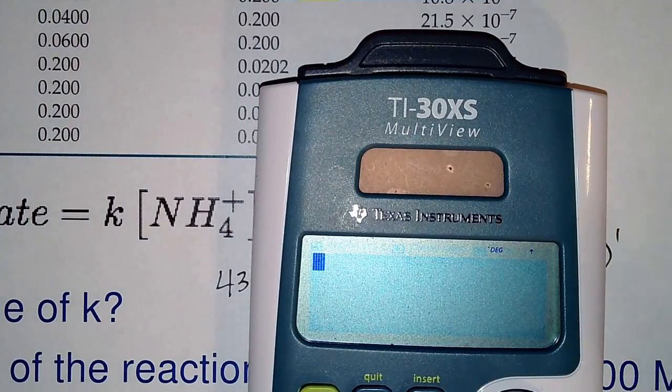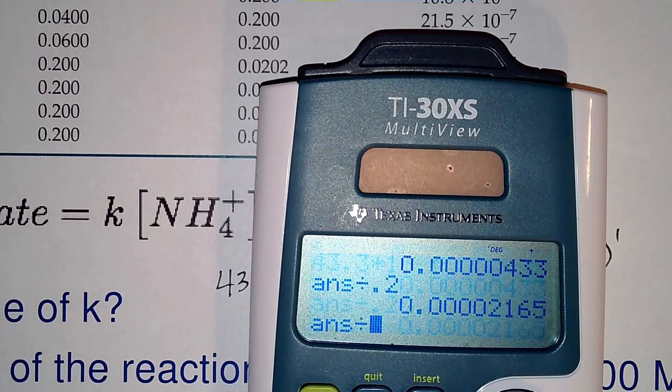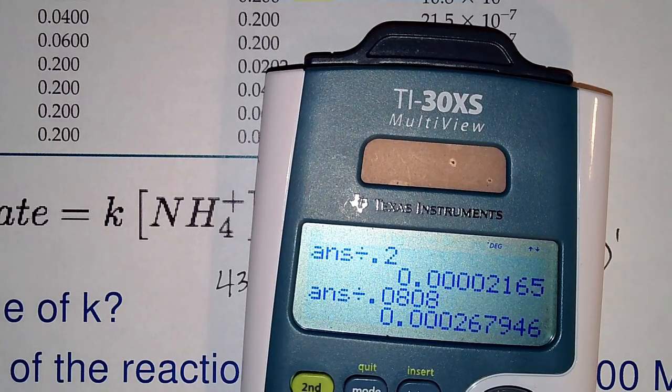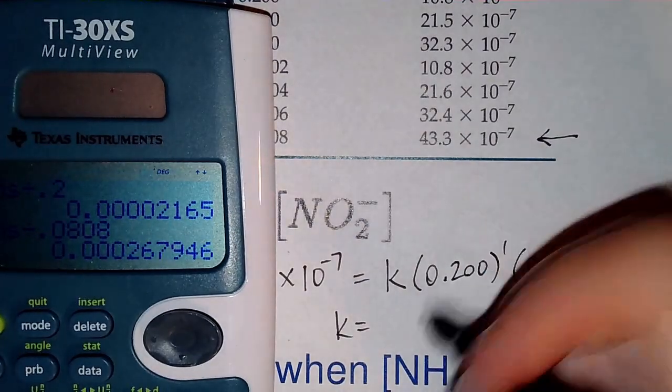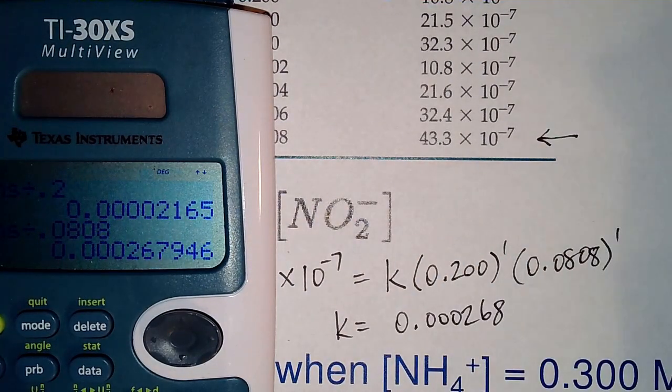So 43.3 times 10 to the minus 7 divided by 0.2 divided by 0.0808 gives us 0.000268 for our K value.